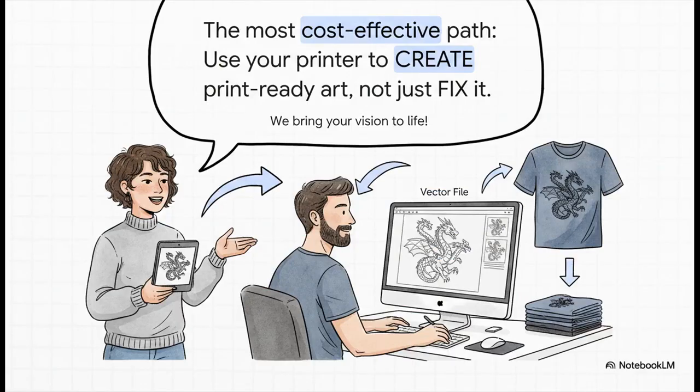And here it is. This is the big secret, the real game changer. The cheapest, fastest, and most effective way to get what you want is to work with your printer to create the art, not just have them fix your art. Bring them your ideas, show them your AI concept or your Canva mockup, and use it as inspiration. Let their art department build you a perfect, professional, vector-based file from scratch. Trust me, it is almost always cheaper and way faster than paying them to fix a broken file.